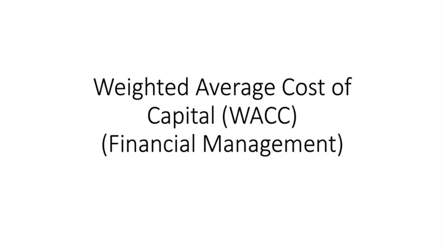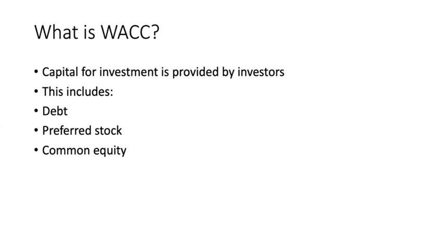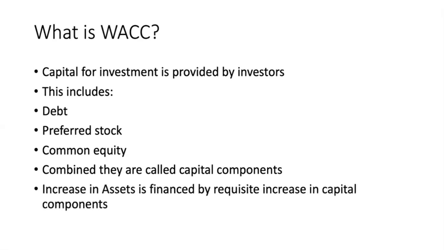Today we'll be looking at weighted average cost of capital in financial management. So what is WACC? Capital for investment is provided by investors, and this includes three types of ways in which capital can be raised. The first is debt, the second is preferred stock, and the third is common equity. Combined, these three are called capital components. And increases in assets are financed by a requisite increase in these three capital components.